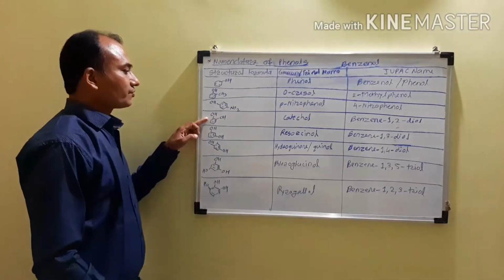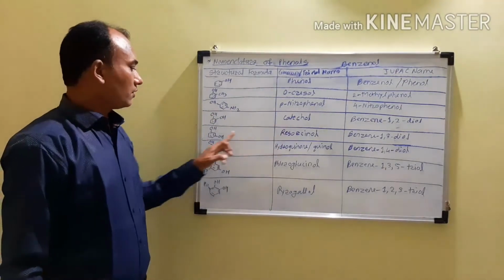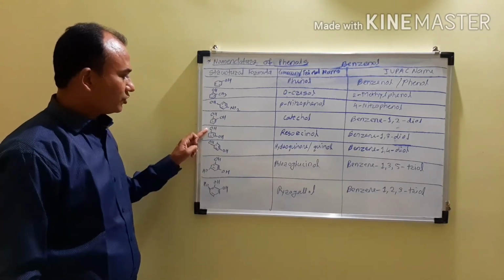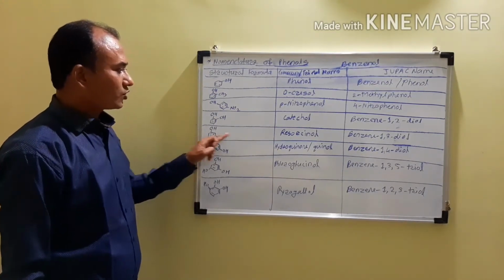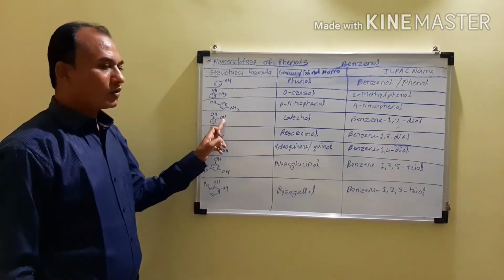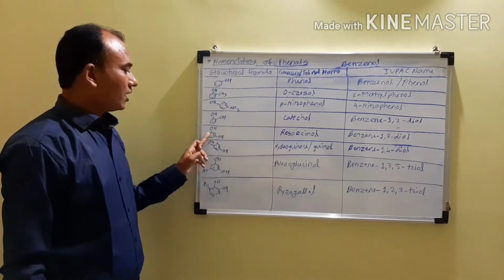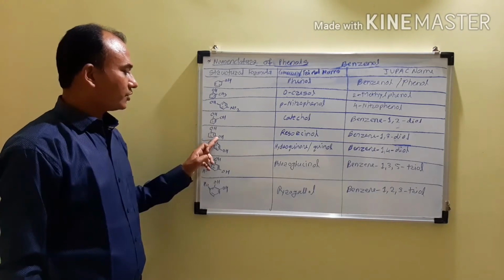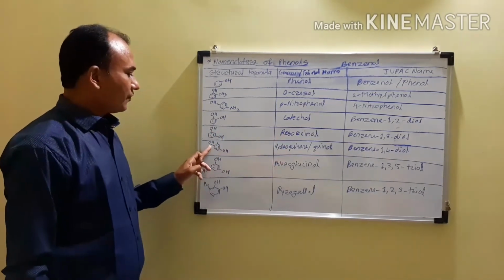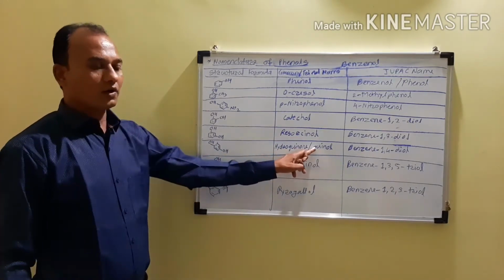In this case it is a diol, and the common name is catechol. This is also a diol, but the position is different. In that case the positions are 1, 3, and it is called resorcinol. You have to remember: if the two hydroxyl groups are attached to adjacent carbon atoms, then it is called catechol, and if the two hydroxyl groups are attached to the first and third carbon atoms, then it is called resorcinol. If they are attached to the first and fourth carbon, it is called hydroquinone or quinol.